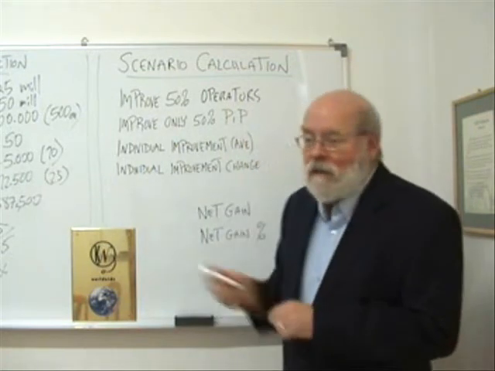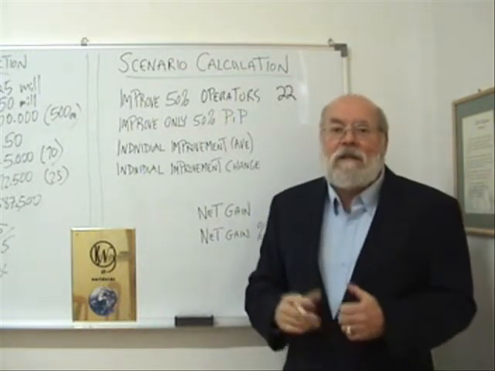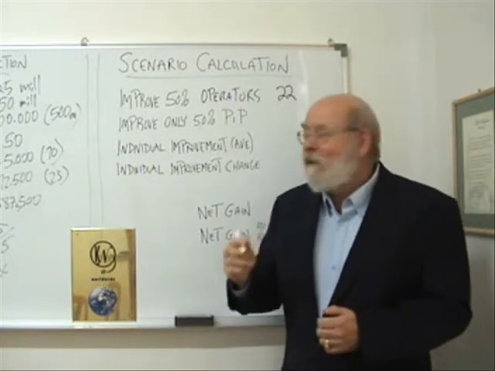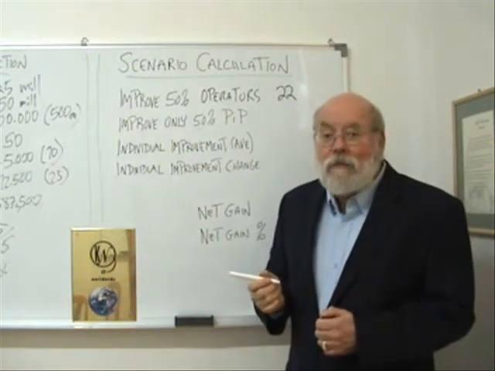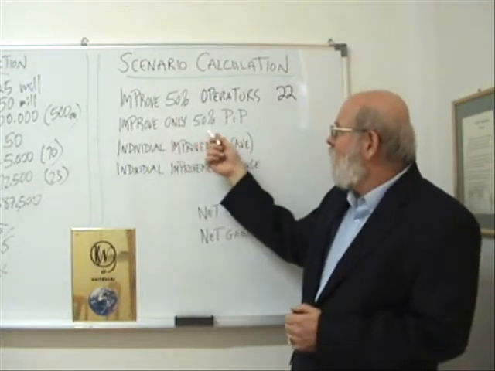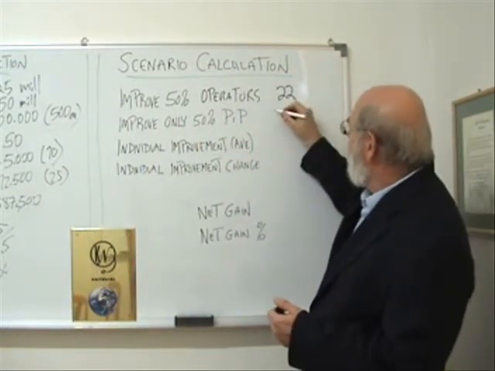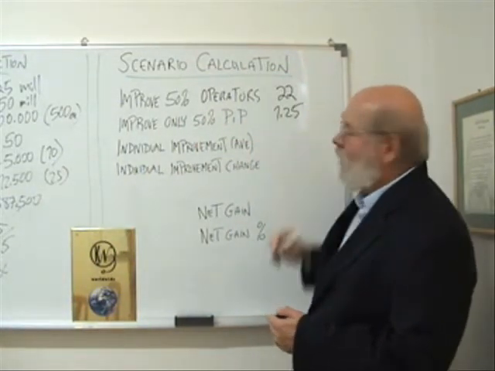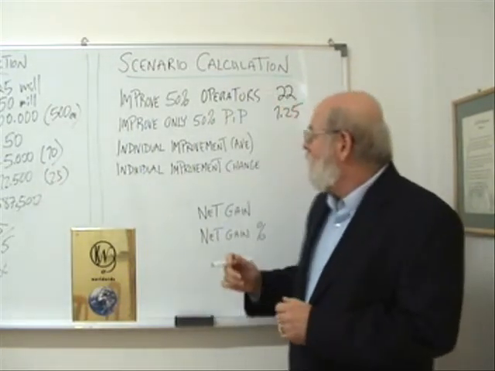There's 45 of them, so in this case we'll just keep it to around 22 operators we're thinking can improve. At the same point then, even though we had a PIP of 2.5, we'll see if we can only improve to 50% of that PIP. So in this case, that's a what? A 1.25 change. Very conservative here.